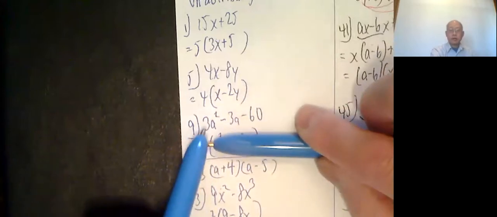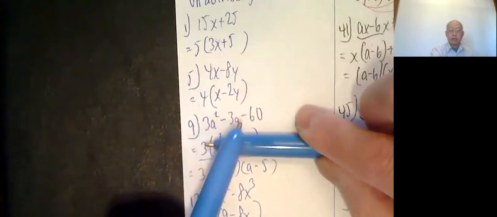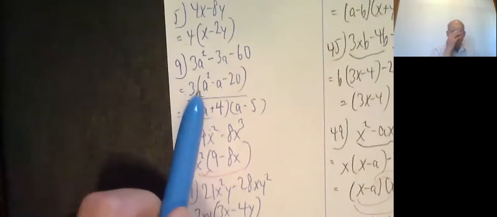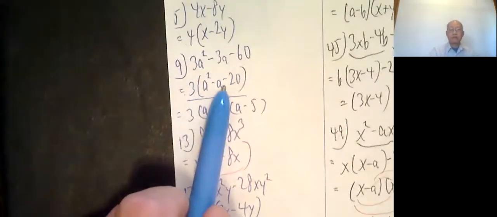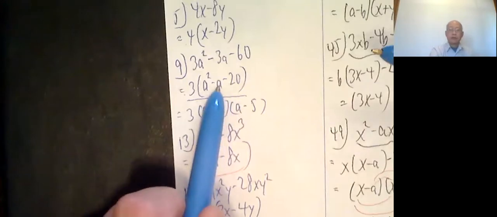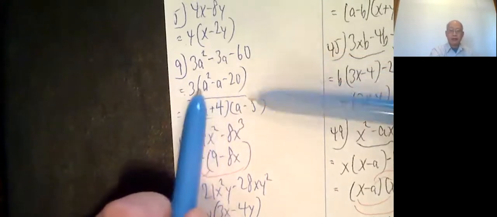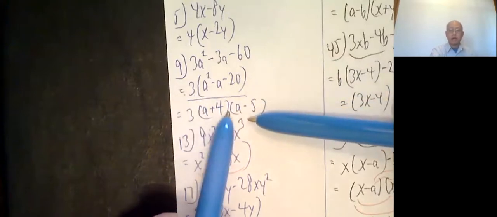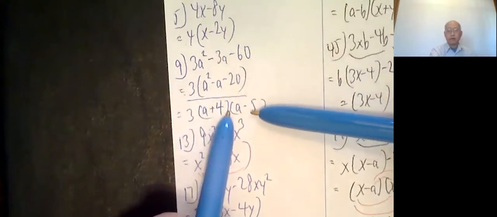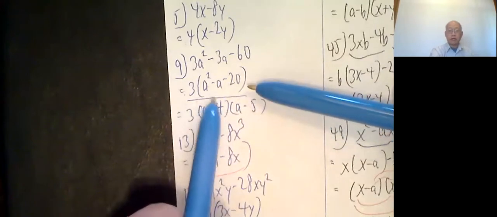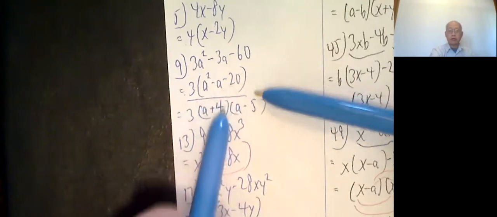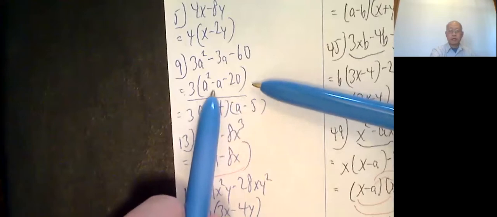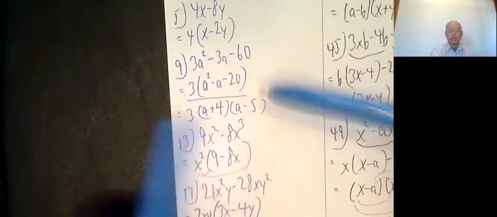Number 9, 3a squared minus 3a minus 60. You can take out a 3. So 3 times the quantity a squared minus a minus 20. Okay, you can stop here. We will learn later that we can factor this trinomial into a plus 4, a minus 5. We'll be doing a little bit more of that in a future section, but a heads up: you want two numbers whose product is negative 20, and the difference is 1. That's minus 5 and plus 4.